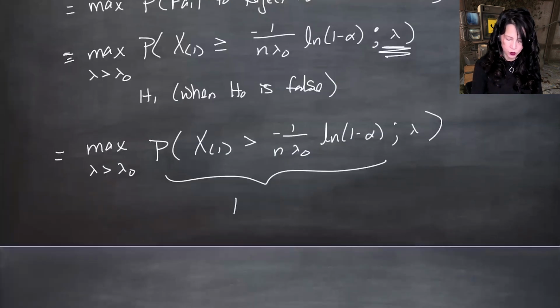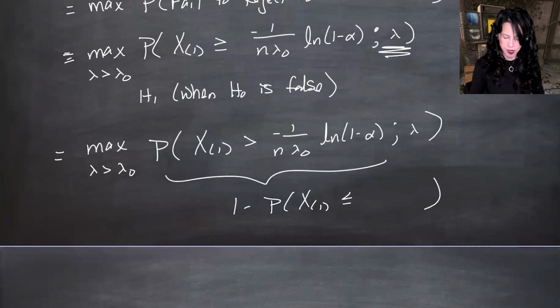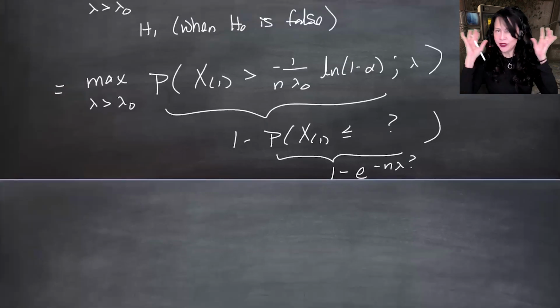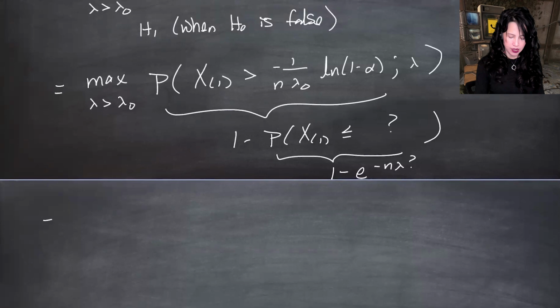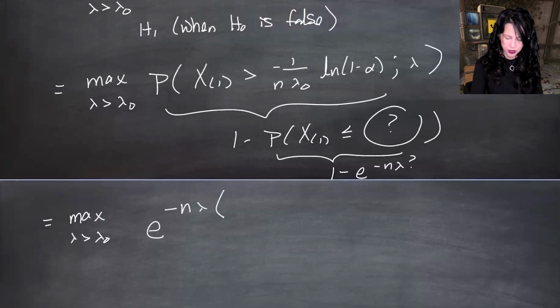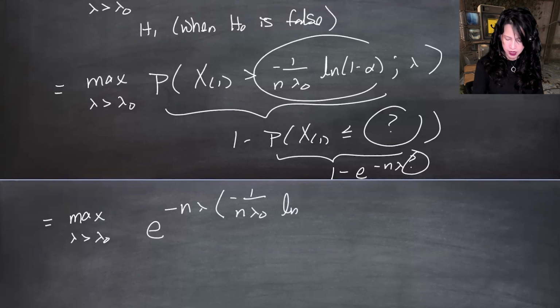And then this is 1 minus the probability that the minimum is less than or equal to blah, blah, blah. And this is 1 minus e to the minus n lambda, and then whatever. So go through it in slow motion if you need to, but I claim that this probability is 1 minus 1 minus, so we end up with e to the negative n lambda times, this question mark is really this whole thing, negative 1 over n lambda naught log 1 minus alpha.